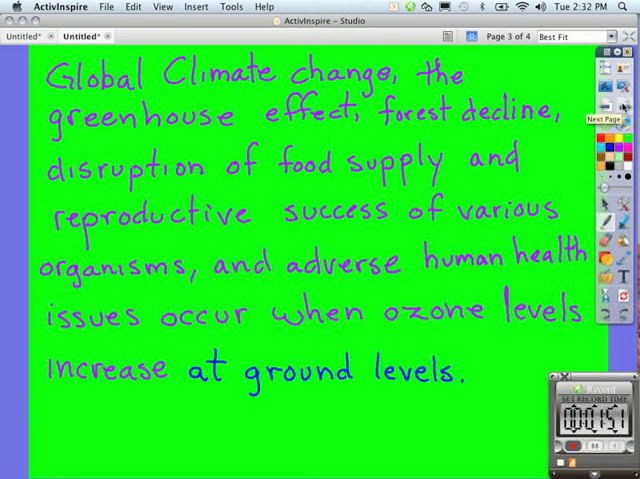Global climate change, the greenhouse effect, forest decline, disruption of food supply, reproductive success of various organisms, and adverse human health issues occur when ozone levels increase at ground levels. So here in the troposphere, close to the ground, ozone is a bad gas to have around. However, high up in the stratosphere, it is a helpful layer that filters ultraviolet radiation. And so there it is a good thing, but on the ground it's not so good a thing.